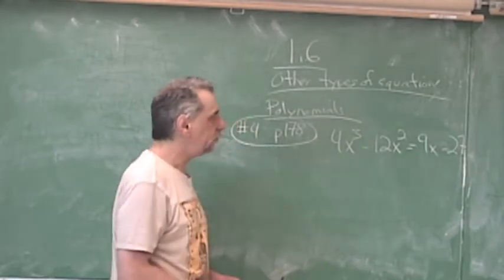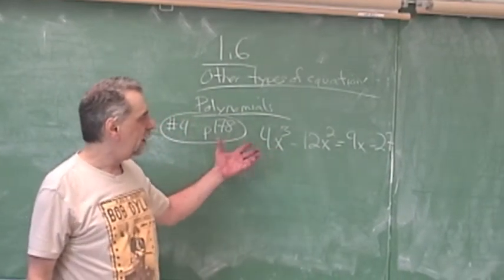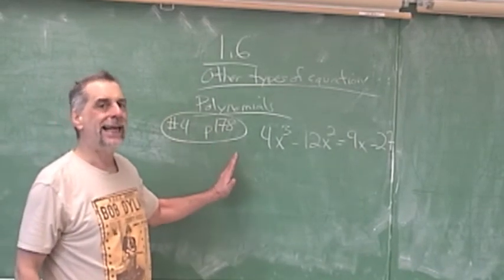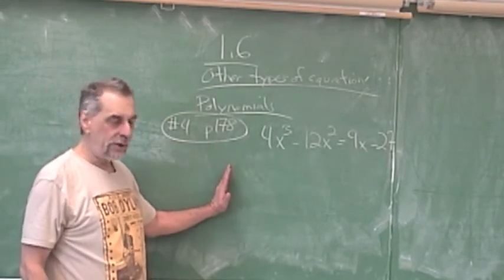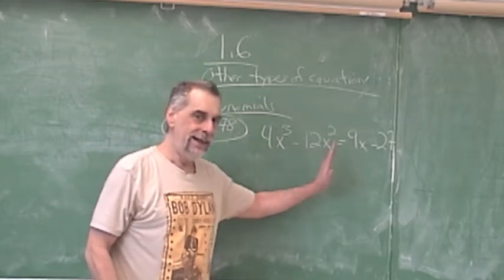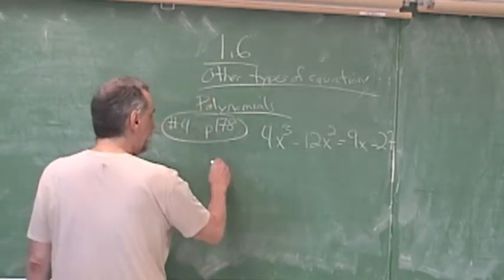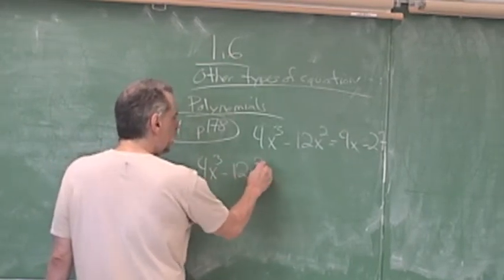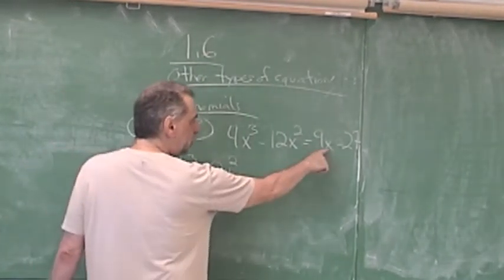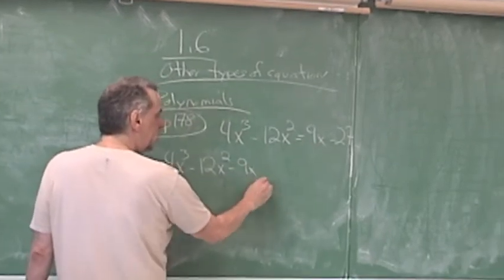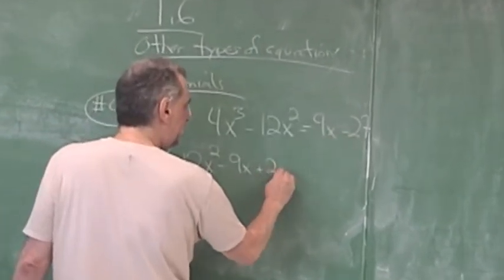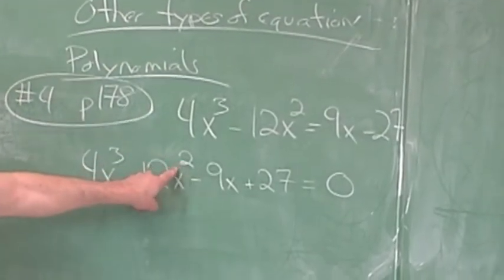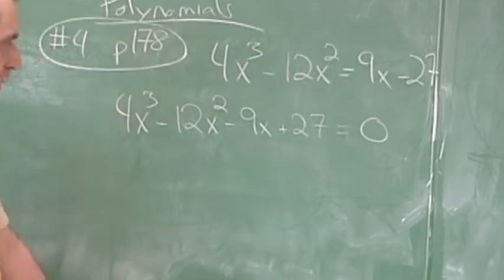And it's a good idea to get into the habit of, when we bring everything over to one side, to have it in what we call descending order. So highest exponent first, next highest exponent, descending until we get to the constant value. So here we're going to leave the 4x cubed and the 12x squared on the left-hand side. Then we're going to subtract 9x from both sides, and we're going to add 27 to both sides. So notice highest exponent 3, then 2, then 1, then the constant term.